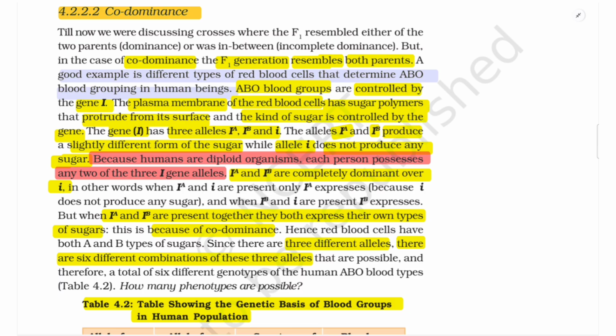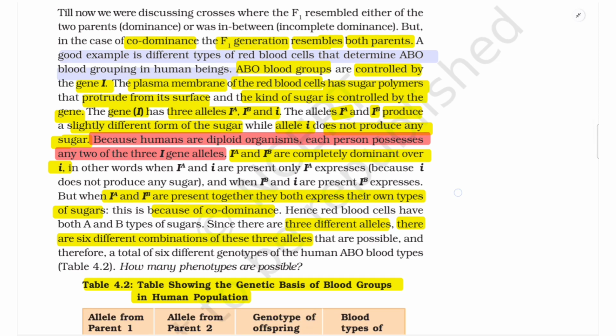In other words, when IA and small i are present, only IA expresses because small i does not produce any sugar. And when IB and small i are present, IB expresses. But when IA and IB are present together, they both express their own types of sugars. This is because of codominance. Hence, red blood cells have both A and B types of sugars. Since there are three different alleles, there are six different combinations of these three alleles that are possible, and therefore a total of six different genotypes of the human ABO blood types. Table 4.2.